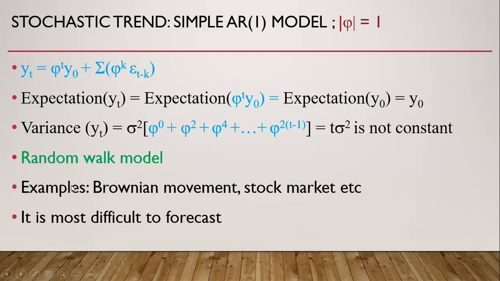A very interesting example is the Brownian phenomenon, Brownian movement, and stock market prices. They usually are an example of the random walk model with the parameter equal to 1. And these random walk models are the most difficult to forecast.